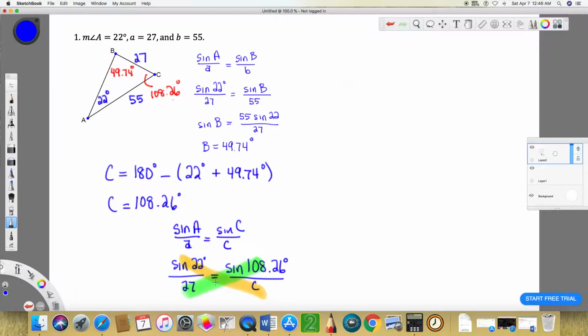So what I'm going to do is come in here and multiply this diagonal together, then multiply this diagonal together. So when I multiply that green diagonal, I get 27 times the sine of 108.26 degrees. When I multiply it along this yellow diagonal, I get C, the length of C, times the sine of 22. Well, I want to get the C by itself, so I'm going to divide by the sine of 22 to get that C by itself. So now, let's go to the calculator, and it will give us the last measurement we need for our first triangle.